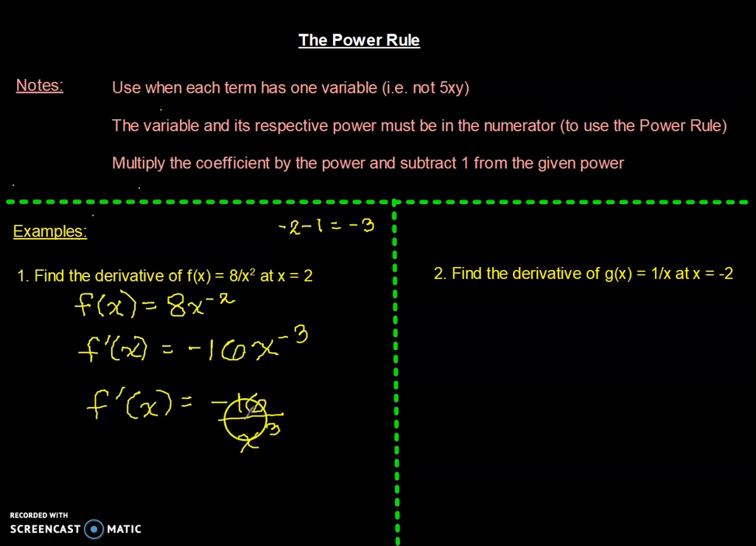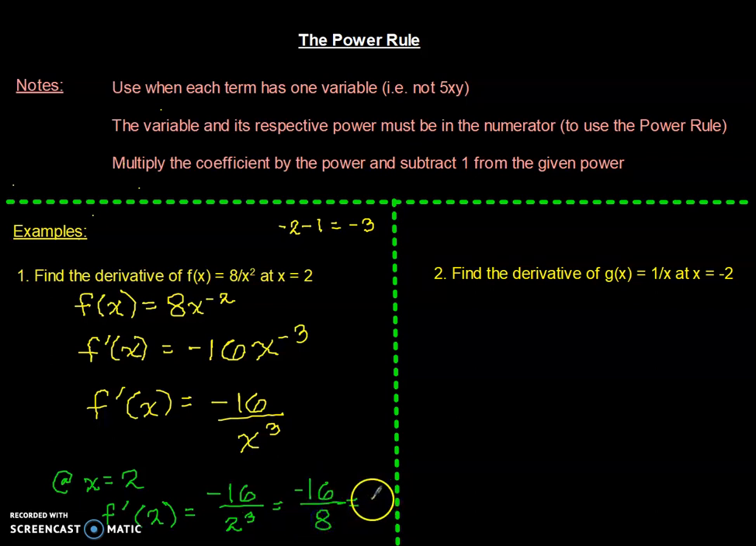So from here, since we fully found the derivative and corrected the negative power, now to find the derivative at x equals 2, we're going to replace the x with 2. That'll give me negative 16 over 2 to the third power. So negative 16, exponents come first in PEMDAS. That never goes away. 2 times 2 times 2 gives me 8. And negative 16 over 8 would be negative 2.